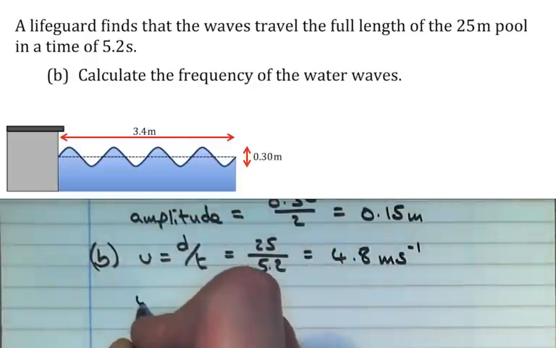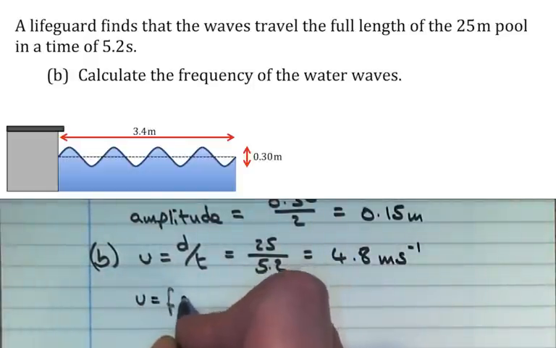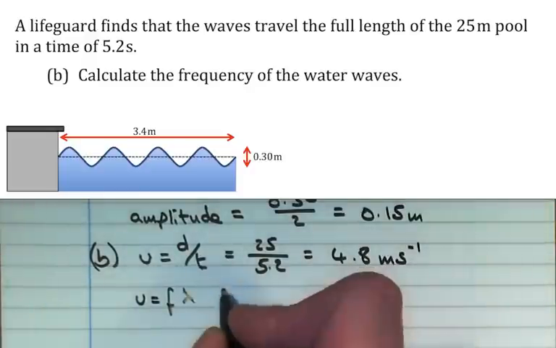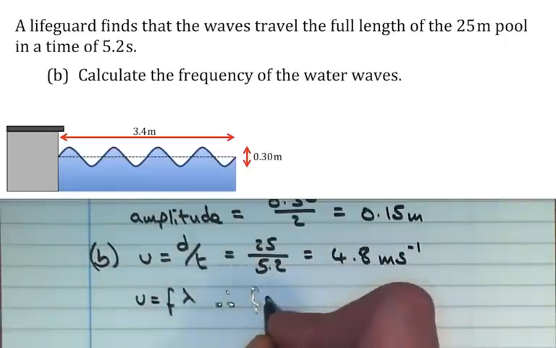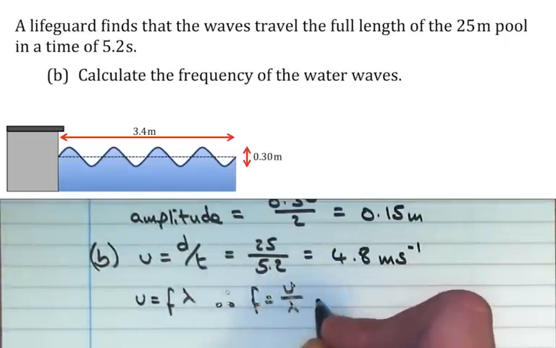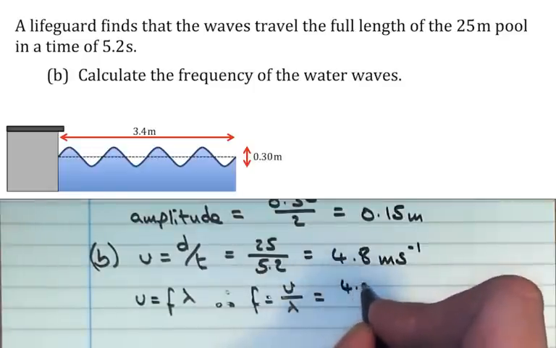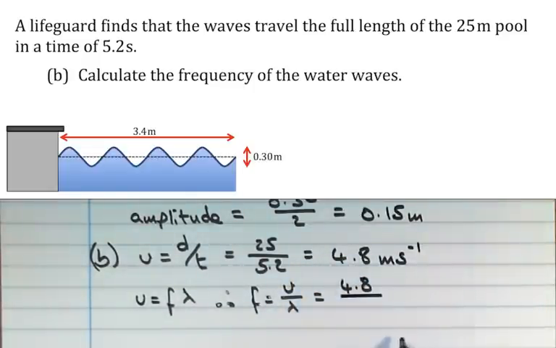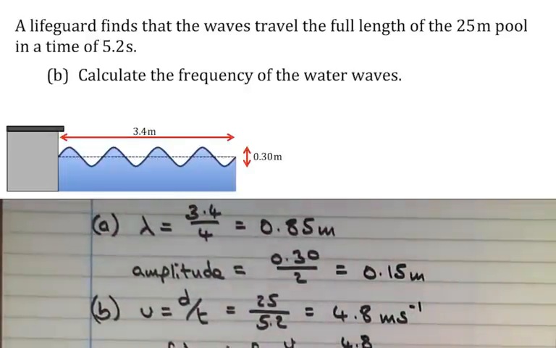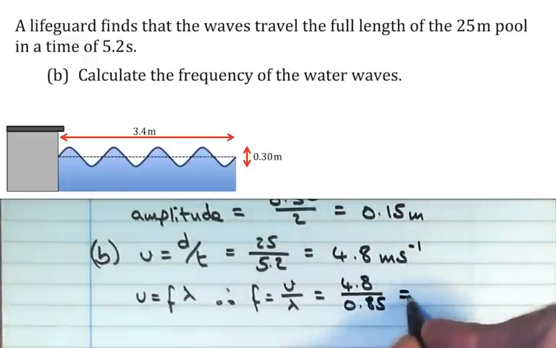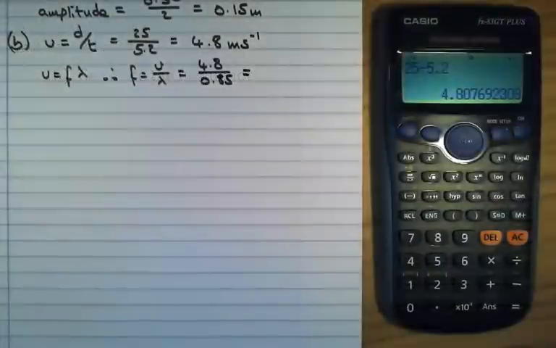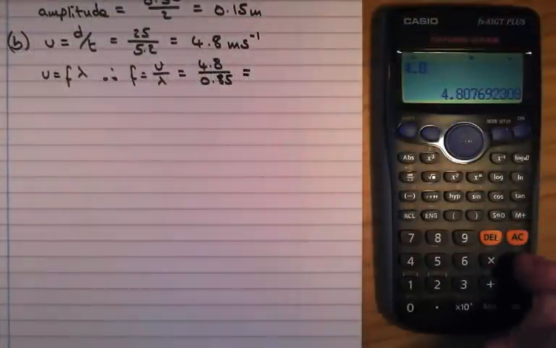Now, as I said, the other equation we can use to work out the speed of a wave is v equals f lambda. And then if we divide both sides by lambda, it's actually the frequency we want, so we would get f is equal to v divided by lambda. So therefore, f is equal to v divided by lambda, which is 4.8 meters per second we just worked out, over the wavelength, remember, 0.85 meters.